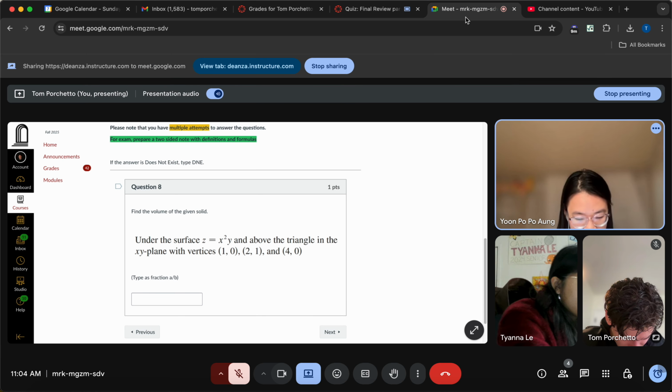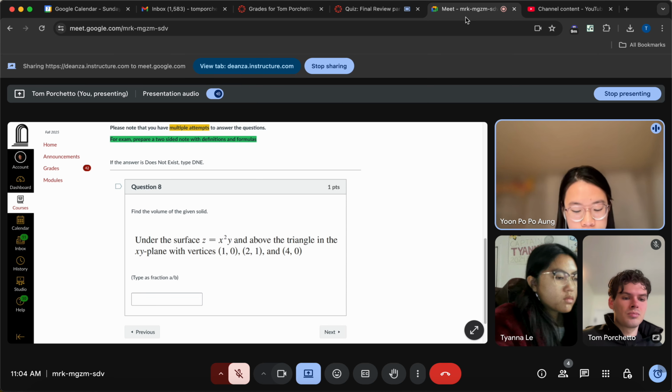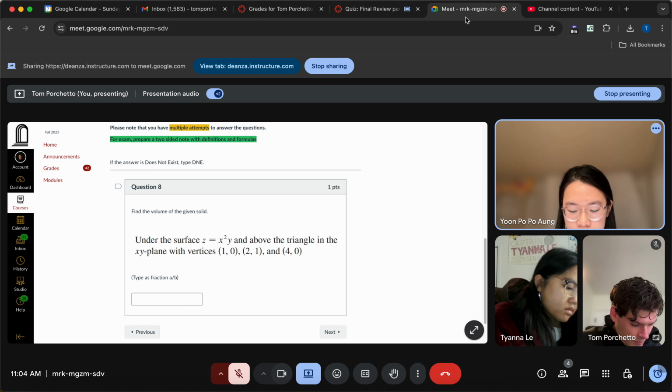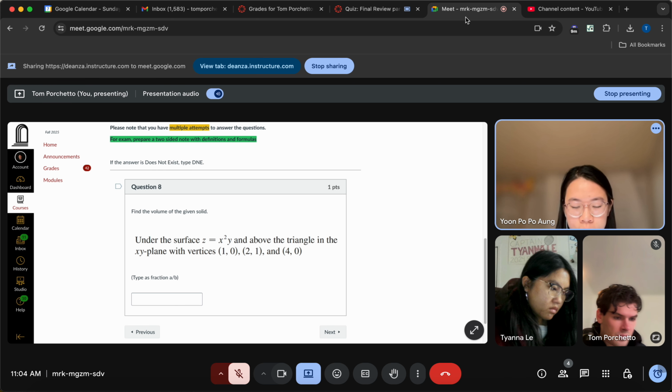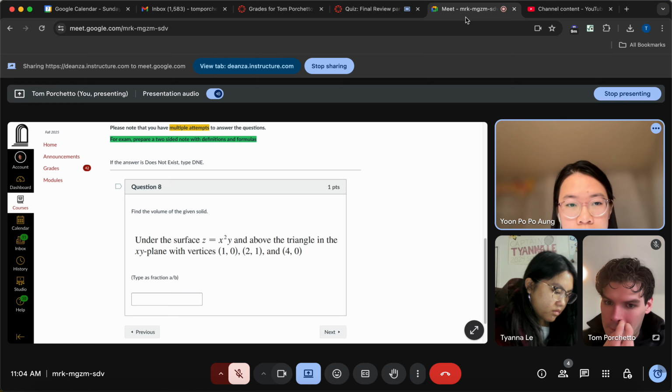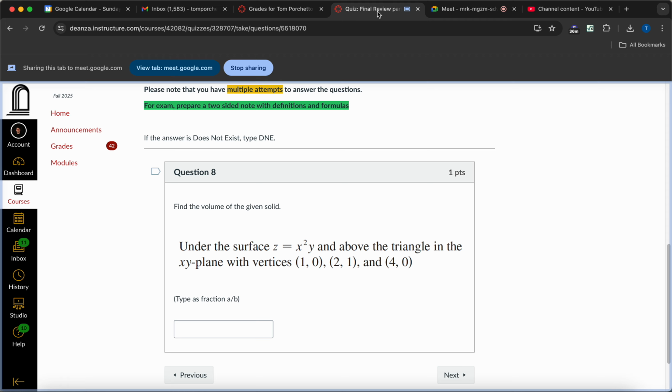So for the 8, I first tried to draw the region that we are given. So we got the triangle with the vertices 1 comma 0, 2 comma 1, and 4 comma 0. I tried to find the integral from that, and then I got the answer 53 by 20.